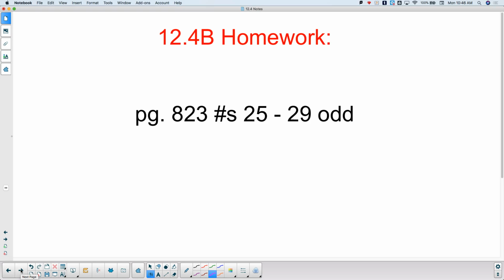This homework is due on Wednesday. The pink sheet that I gave you is due on Thursday. Okay? So this homework for Wednesday, pink sheet for Thursday. Formative tomorrow, test on Thursday. Okay? So lots of stuff happening this week.